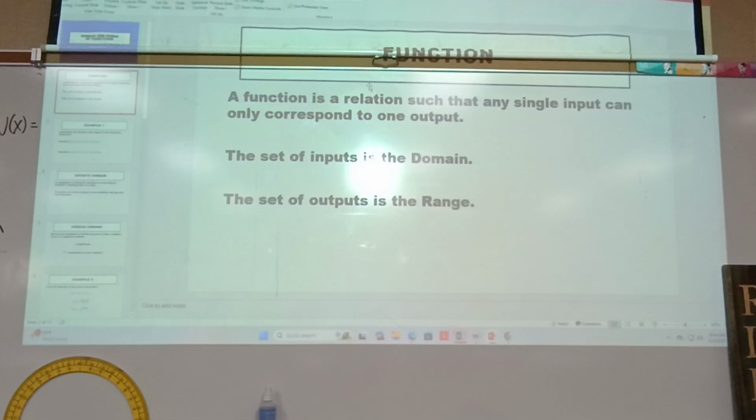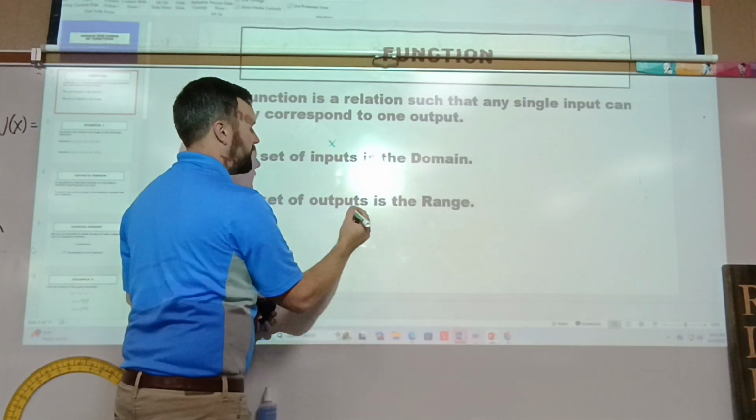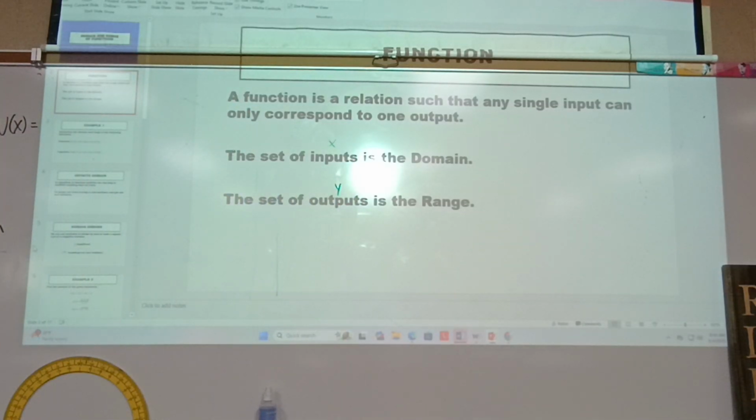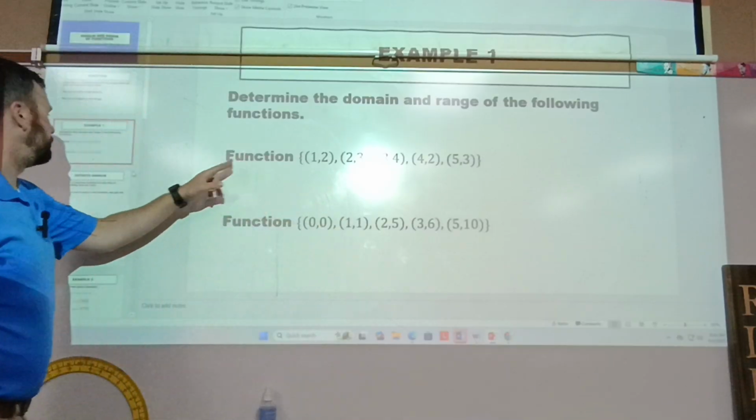All right. X is domain, Y is range. That's all we're going to talk about right now is domain and range. Inputs are your X, and that's your domain. Outputs are your range. Home on the range. Yeah, we'll get through this. There's almost no math. Yeah, there's math. All right, so determine the domain and range of these two beasts.